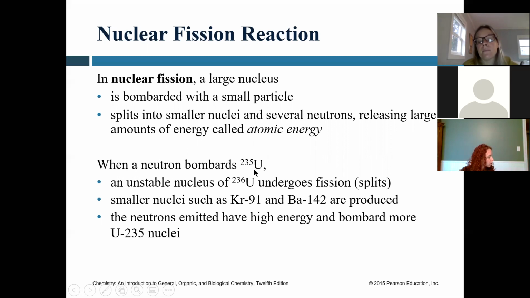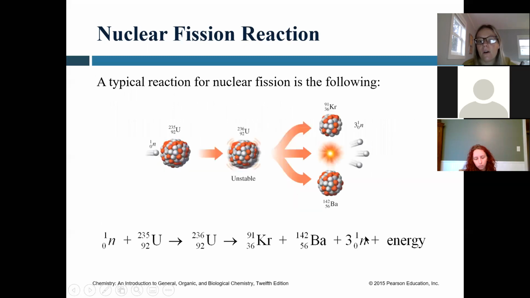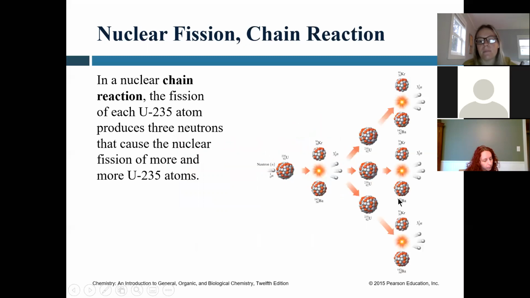When a neutron bombards specifically uranium-235, we get an unstable uranium-236. It undergoes fission and splits. We get krypton-91 and barium-142. But the important thing is that 3 new high energy neutrons are created, and those can then move on to hit other uraniums.